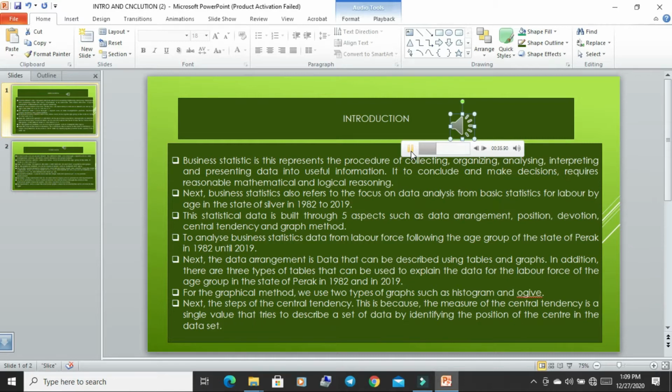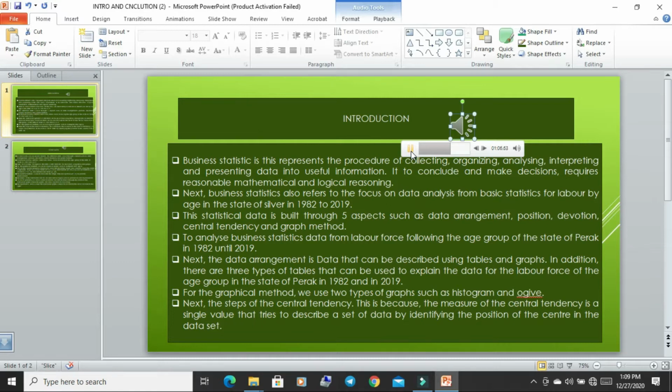2019. This statistic data is built through five aspects: data arrangement, position, deviation, central tendency, and graph method. To analyze business statistic data from labor force following the age group of the states of Perak in 1982 until 2019. Next, the data arrangement is data that can be described using tables and graphs.